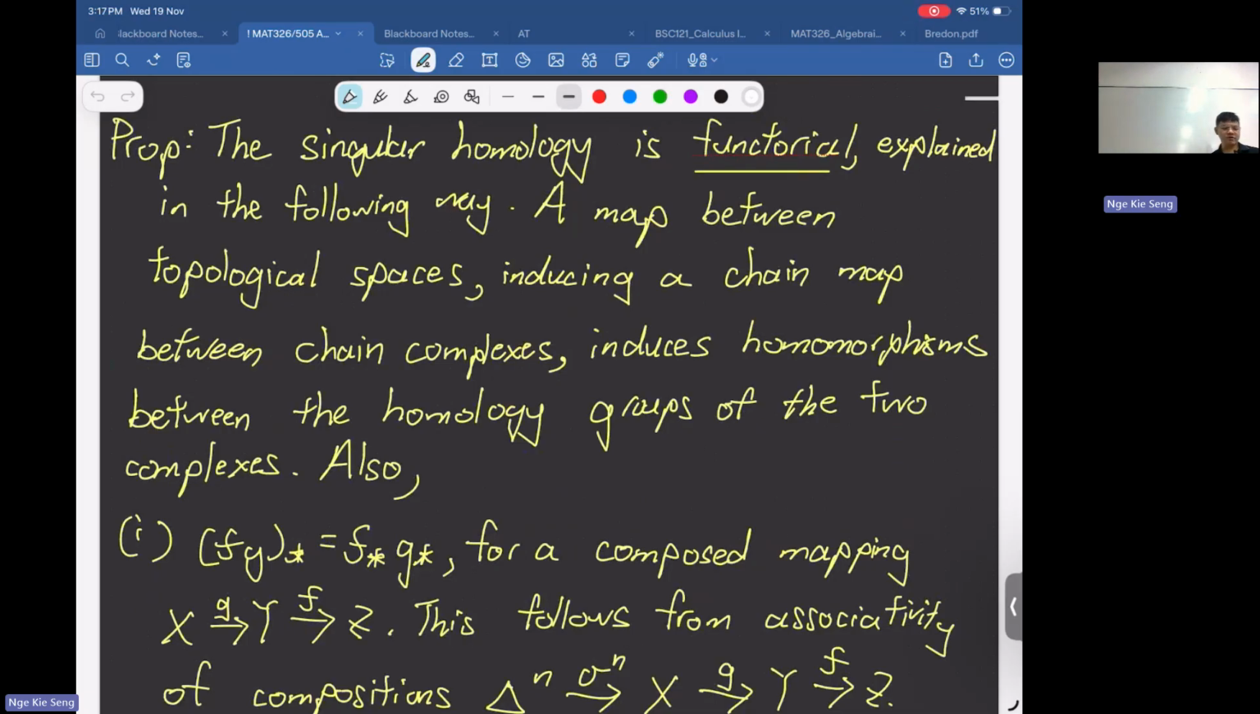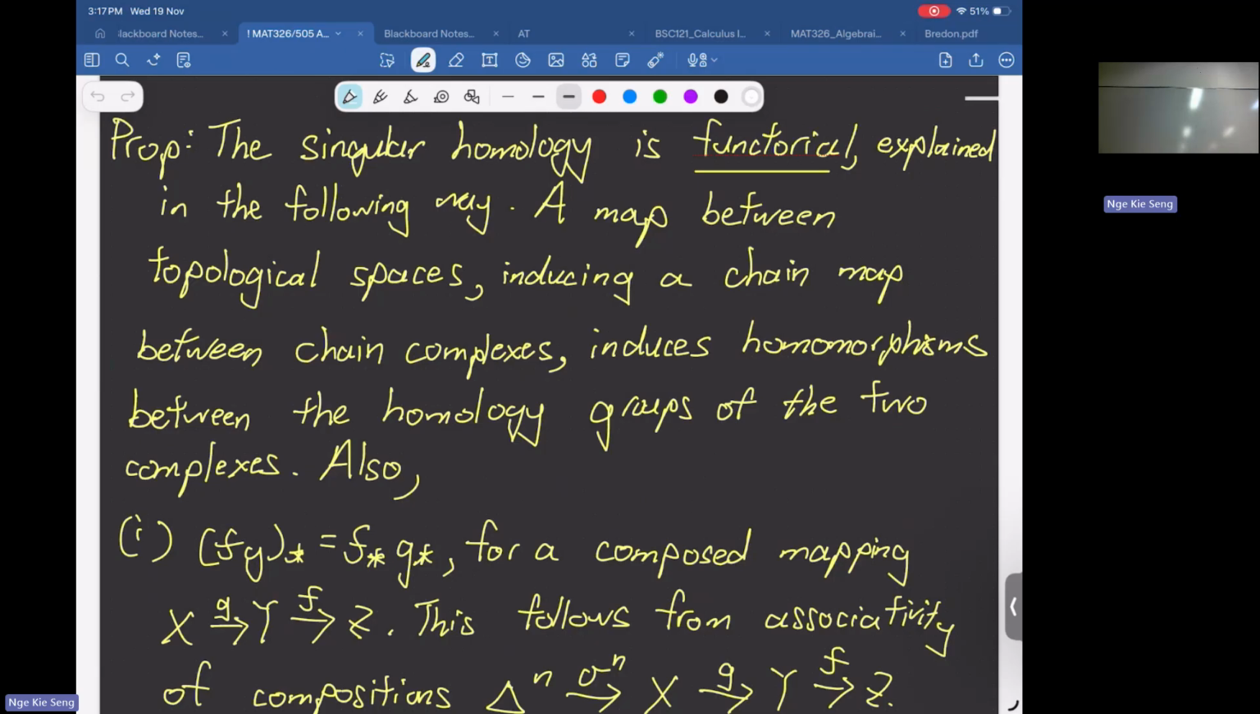Again, we will say that singular homology is functorial. So what does this mean here? Later on, we will introduce more categorical language after we see more properties. But for now, let's introduce this functorial meaning first. So what functorial means? Everything below is what functorial means. So if something is functorial, then this is what it means.